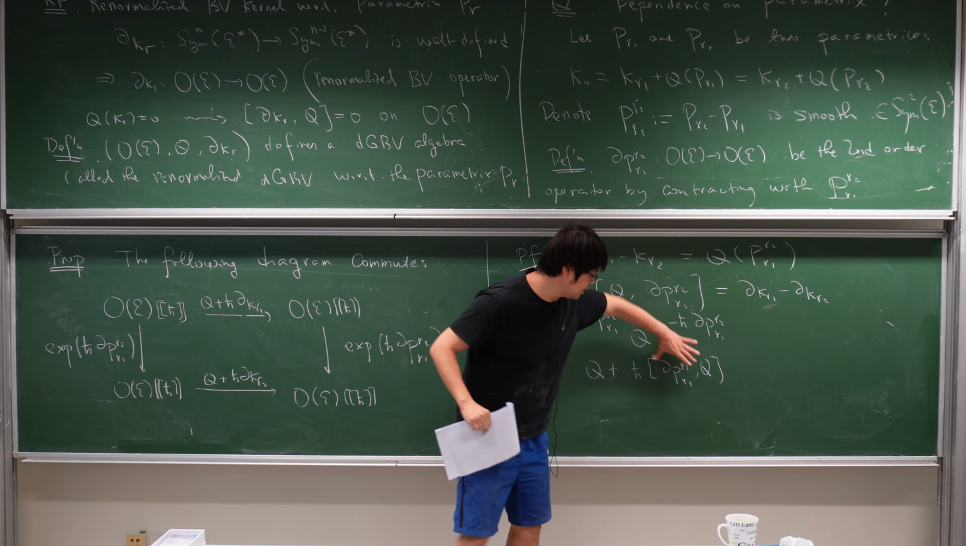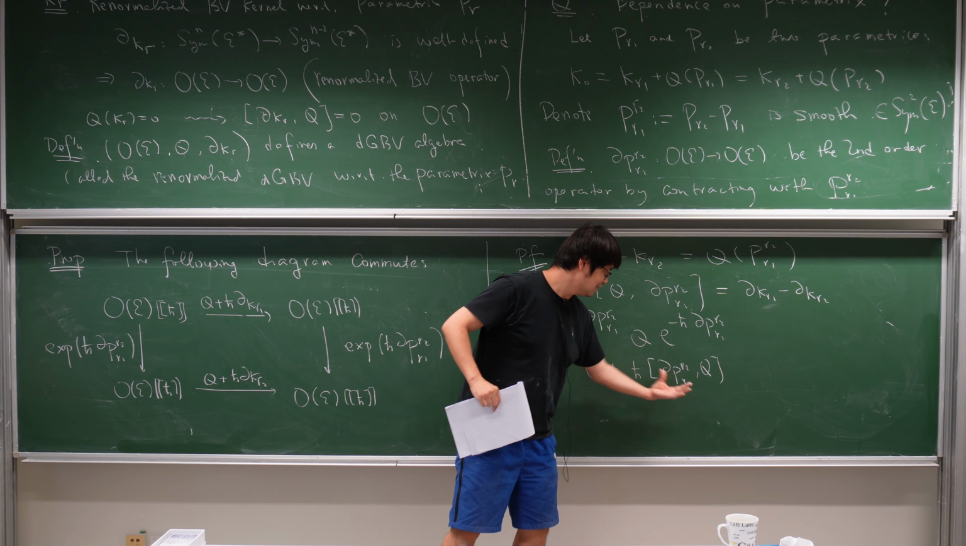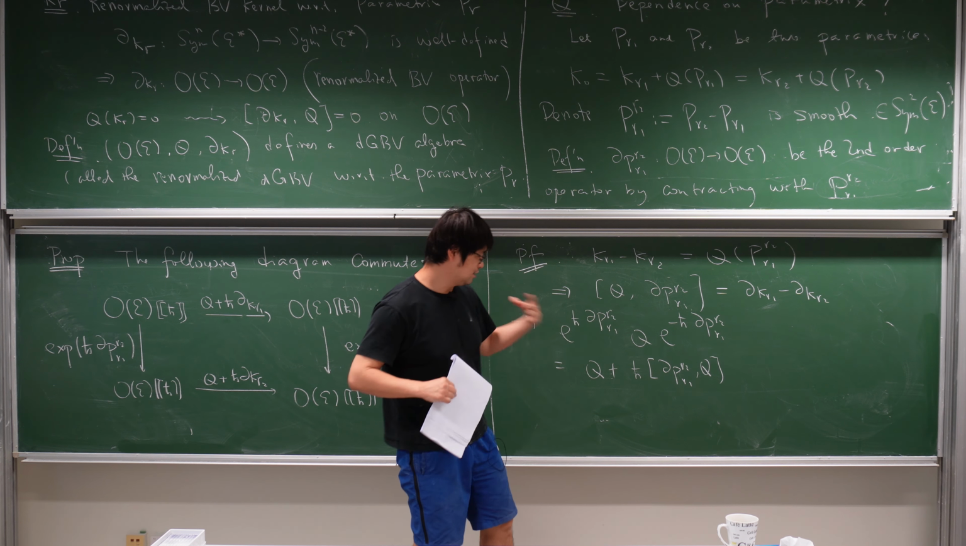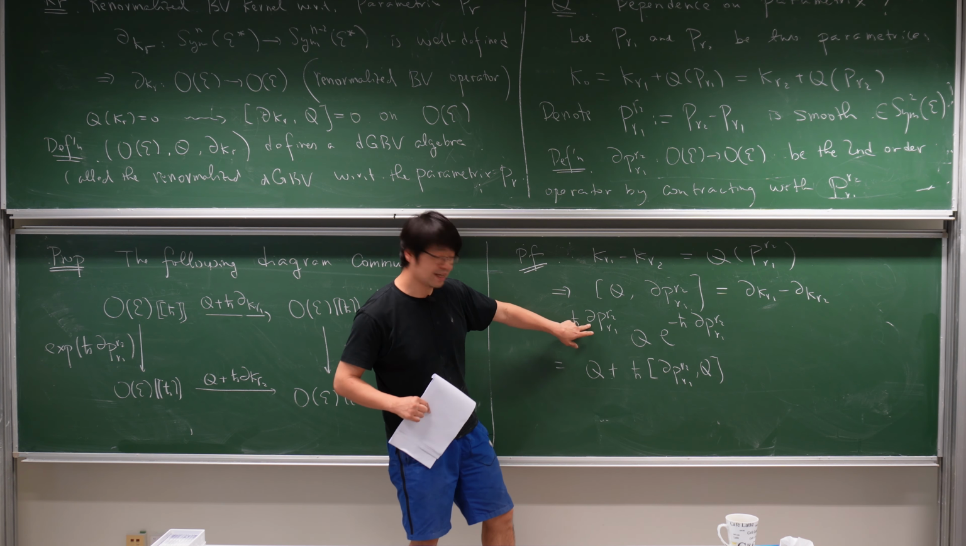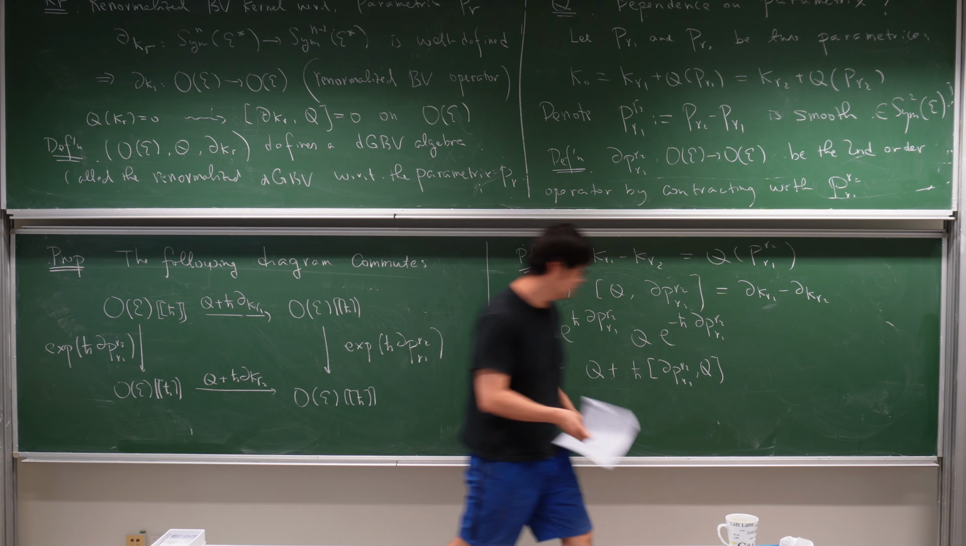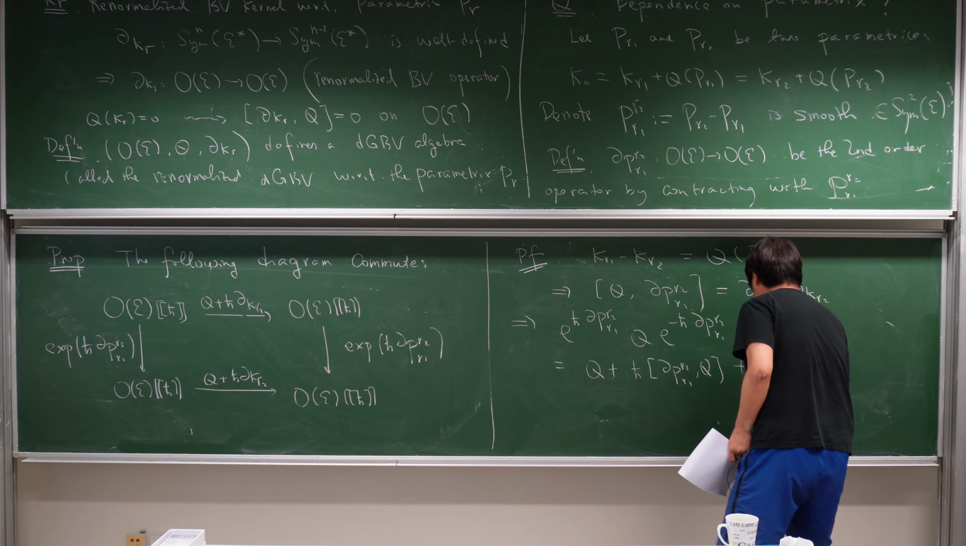And because now this one is given by a constant coefficient second order differential operator, if you take the commutator with this one again, it's going to be 0. So that's all you have. All the higher brackets are 0 basically.